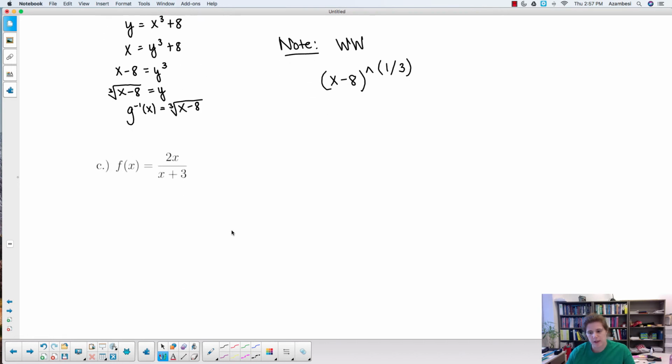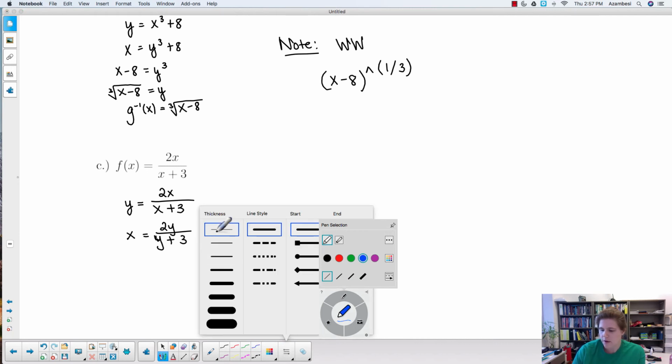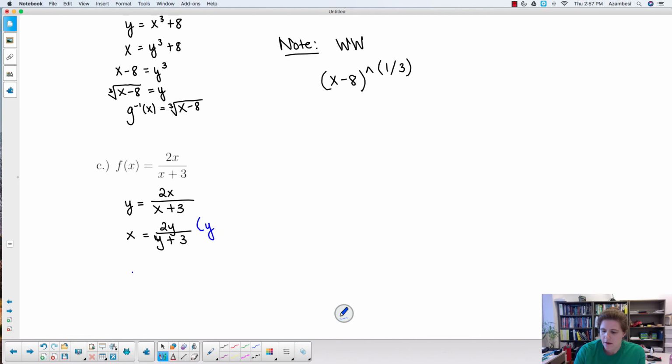Alright, last one, and then we'll let you get to lab. If I have f of x equal to 2x over x plus 3, y is equal to 2x over x plus 3. Same process, switching x and y gives me x equal to 2y over y plus 3. So I need to solve for y, so I'm going to multiply by the denominator again. Anytime you have a fraction, that helps take things out of the fraction component. So multiplying by y plus 3 on both sides.